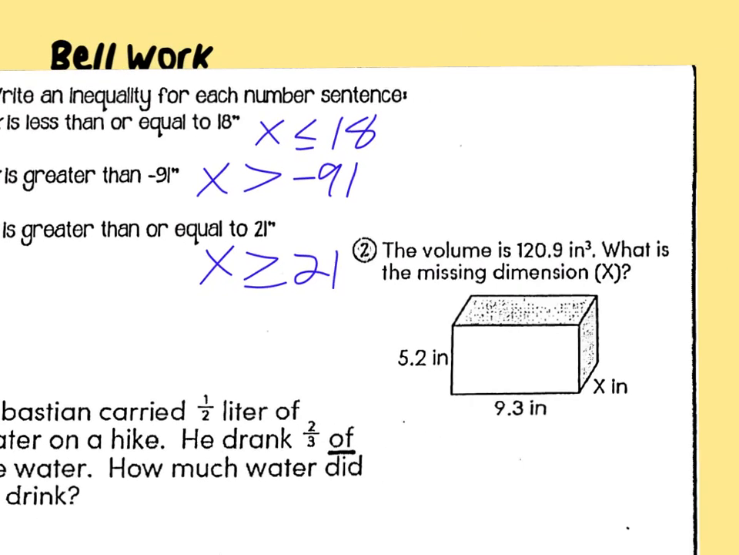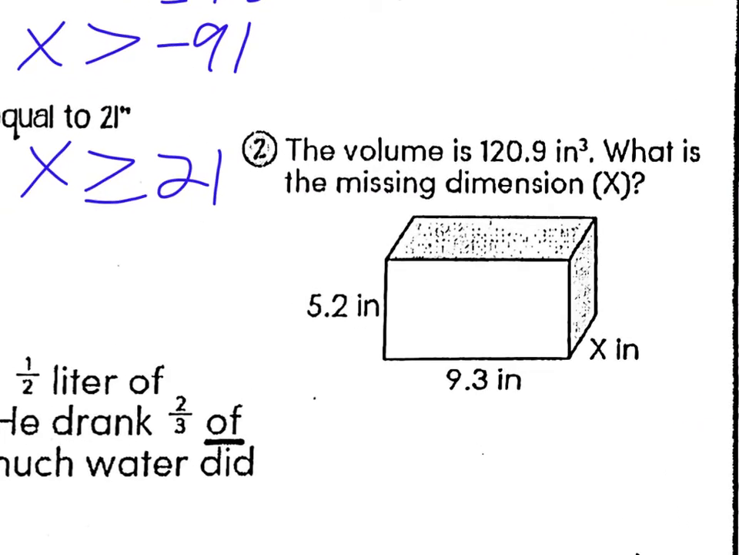Number 2, it wants us to find the volume. First of all, it gives us the volume and it wants us to find the missing dimension. So if you remember, the formula for finding the volume is length times height times width equals volume. And so I'm going to set that up by just plugging in what I do have.